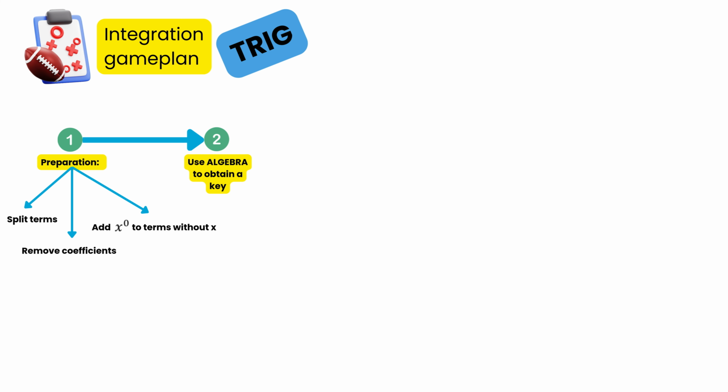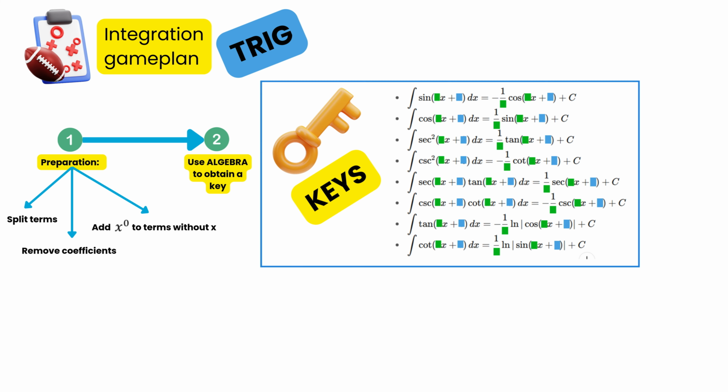For the last part of the video, we're going to look at trig functions. The good news is our game plan stays the same. The only difference is that we have separate keys for trig that look as follows. Our job is to match our integral to a key. Here we use our trig identities and reductions to rewrite the integral so that it matches a key.